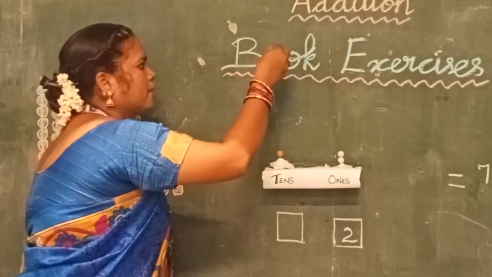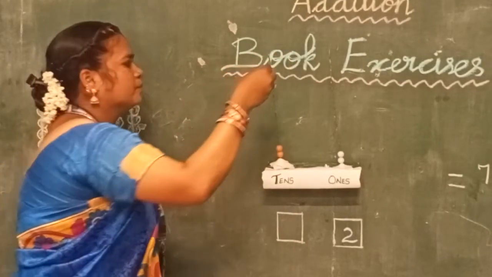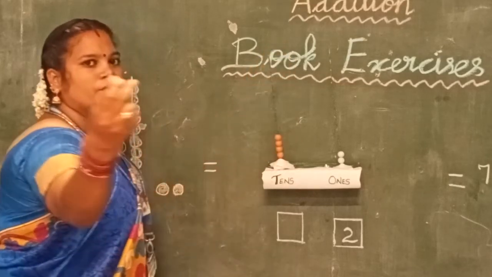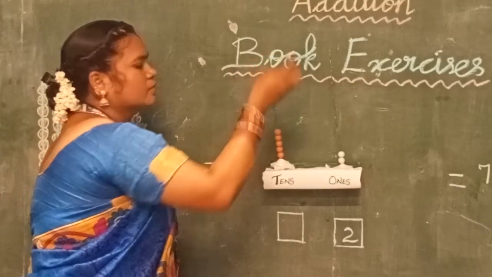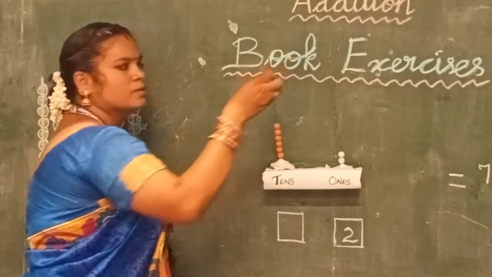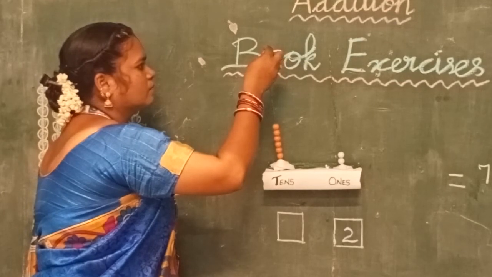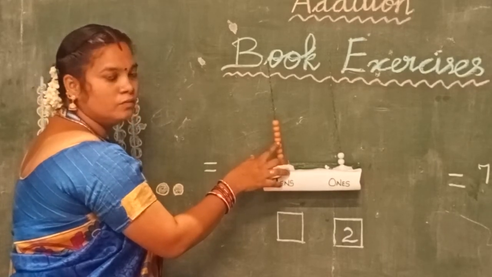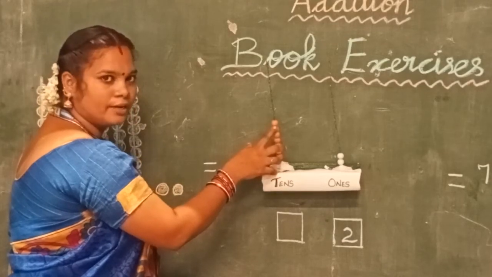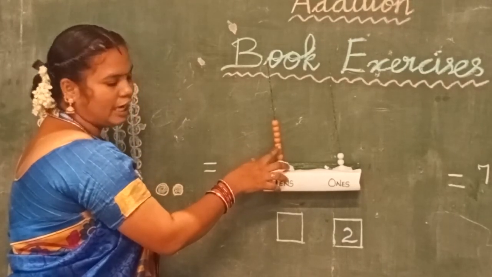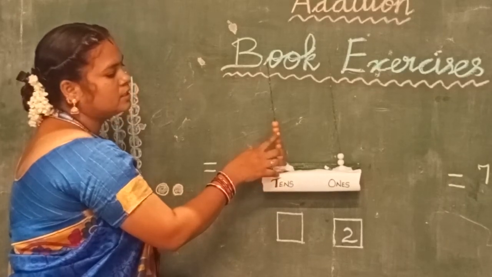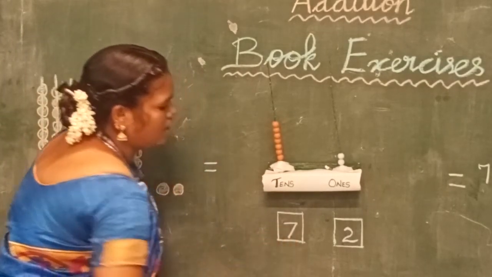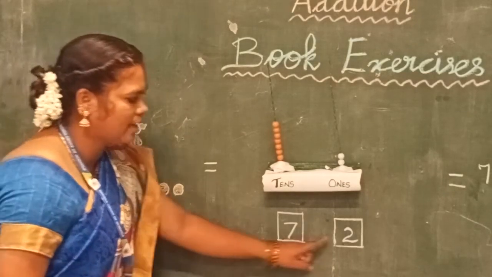1, 2, 3, 4, 5, 6, 7. Count the numbers. 1, 2, 3, 4, 5, 6, 7. Write the number. Answer is 72.